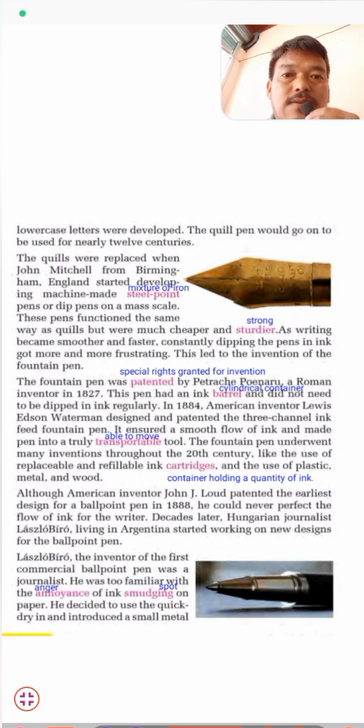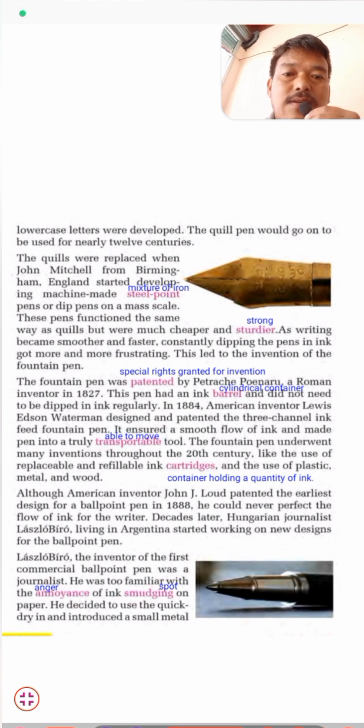Yes, students, it was a new invention again. It was also an ink pen with a barrel, and it didn't need to be dipped into the ink again and again while writing.